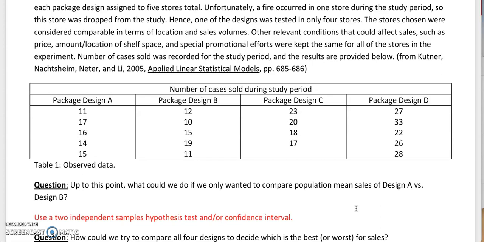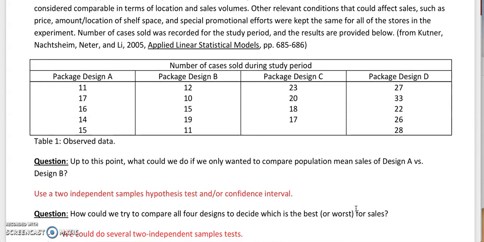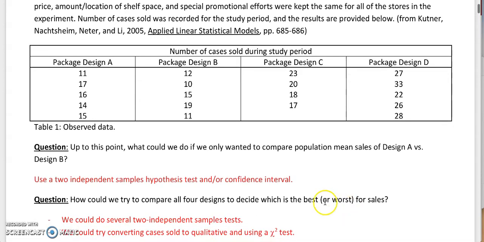We might try to compare design A and design B, then do another test to compare design A and design C, and maybe we try to compare every possible combination with different 2 independent samples tests. But you might already be realizing that that's going to be a lot of different tests and it might get a bit overwhelming. We could also consider taking the numeric values that we have here and trying to convert them into a qualitative variable. So maybe we call it low sales, medium sales, high sales, and we try to do a chi-squared test to see if there's a relationship between sales and package design. But neither one of those is going to be really that satisfying.